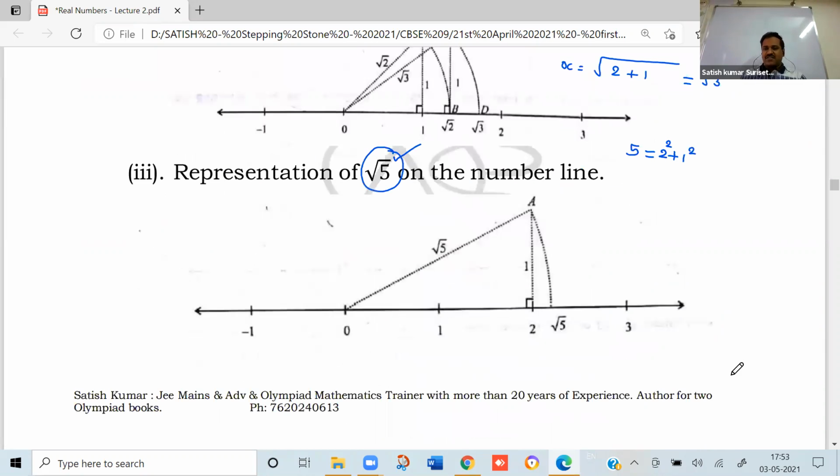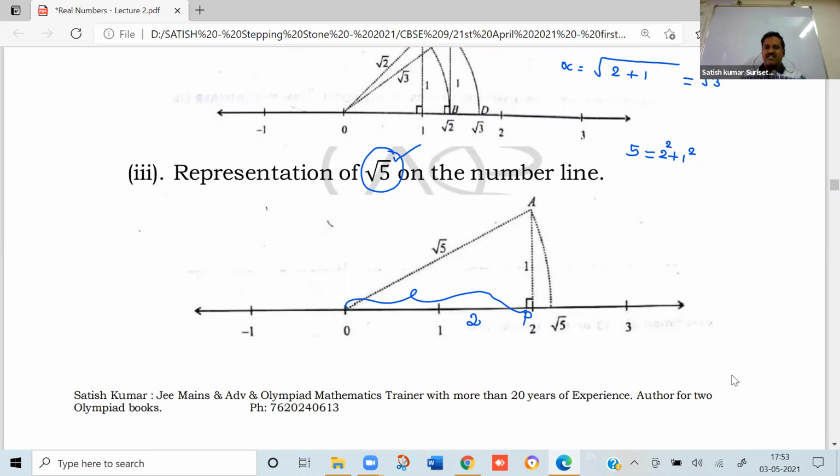Now, observe. Now we are taking on the number line, previously you took 1 unit length, now you take 2 unit length. That means OP is 2 units, and PA is 1 unit. So at P, you draw a perpendicular PA of 1 unit. After that, join. Now using Pythagoras theorem, OA will be what? Root 5, because 2 square plus 1 is 5. So OA will be root 5.